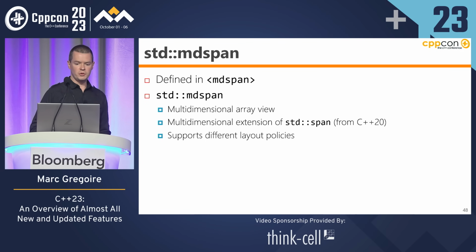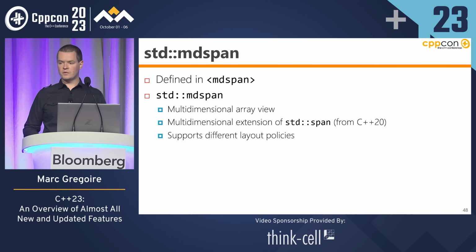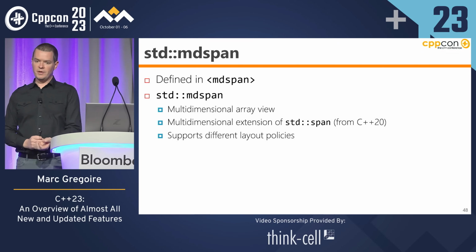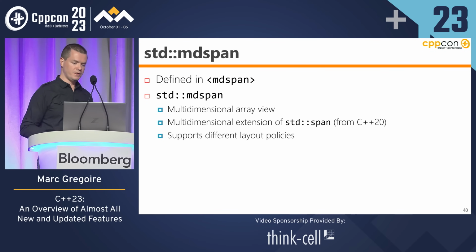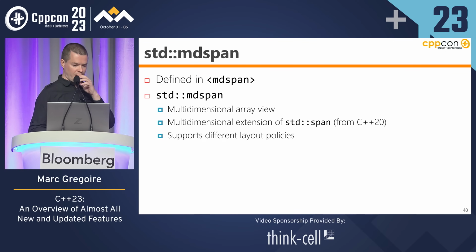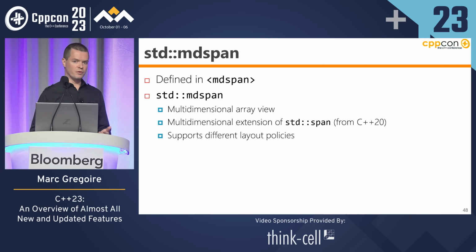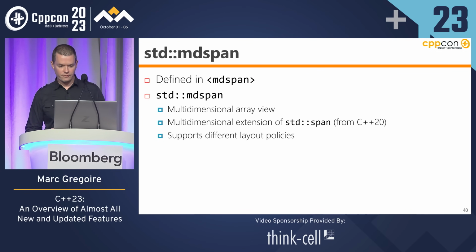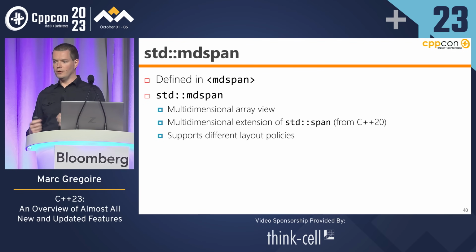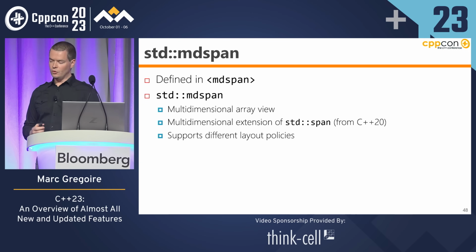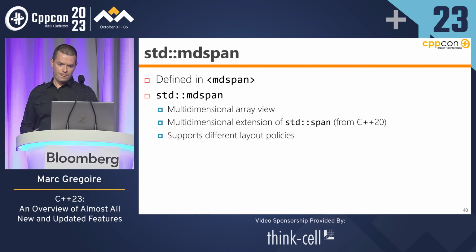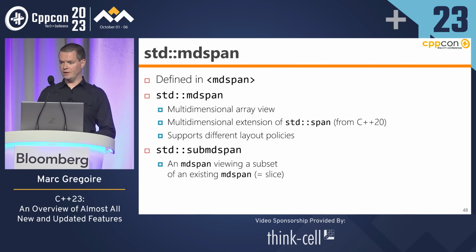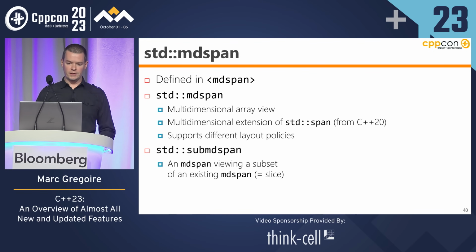C++20 gave us std::span, and C++23 expands on this and gives us mdspan, which is a multi-dimensional span. The thing with mdspan is it supports different layout policies. And what is a layout policy? A layout policy is a function that will convert a multi-dimensional index into a one-dimensional offset. And you also have a submdspan if you want to have a subview.